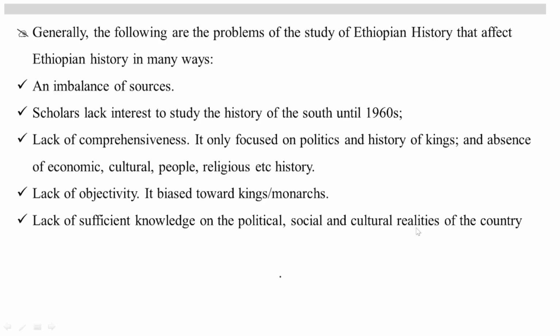This means the five problems of Ethiopian history: imbalance of source between north and the south; scholars' lack of interest to study the history of the southern part of Ethiopia; lack of comprehensiveness, mainly focused on the history of kings and politics; again, lack of objectivity; and lack of sufficient knowledge on the political, social, and cultural reality of the country. These are the main problems of Ethiopian history.